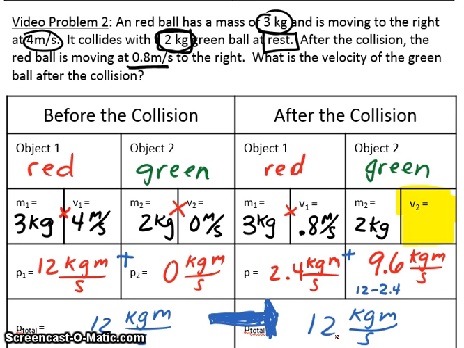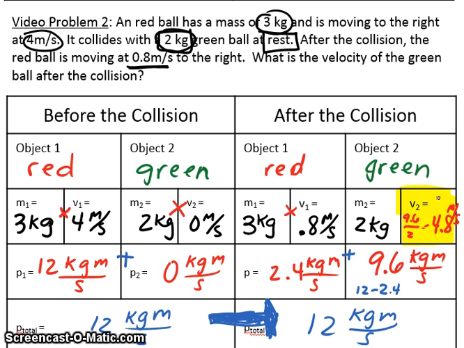Now I have one last step. I have to take my momentum and divide it by my mass. So I have 9.6 divided by 2, and I get 4.8 meters per second.